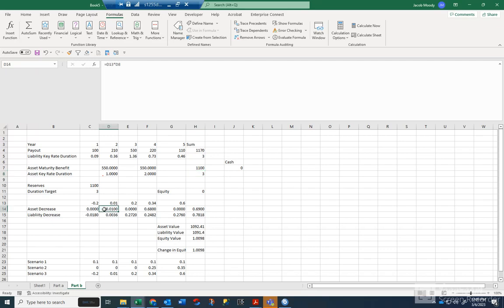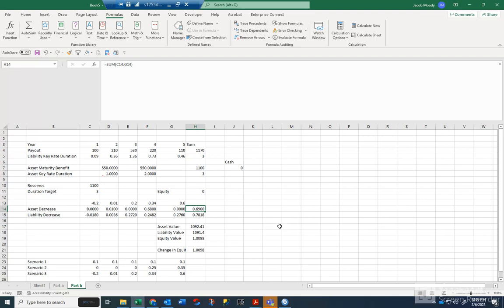So going back down here, again, I was saying where you just take the basis point change and you multiply it by the key rate duration. And then when you sum all of those up, for the assets, it's a 69 basis point decrease right there.